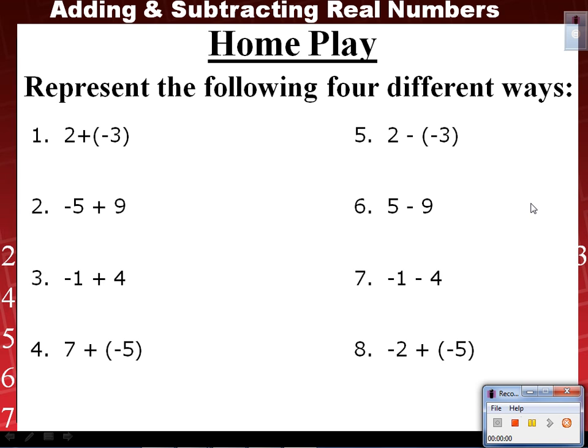So the home play for today, it says represent the following 4 different ways. I'm giving you 8 sets of problems, and I want you to represent them 4 different ways. Today we're going to learn those 4 different ways, okay? It's just basic stuff. I just want to make sure that we're approaching these problems with different approaches, from word problems to computation to symbols. And that's how the entire school year is going to go. When we get to equations, we'll be solving equations different ways, graphing equations different ways, and so on and so forth. Copy that, and we'll get started with it.